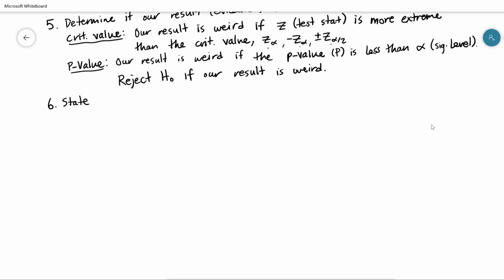Go back and actually answer the question that was asked. Get done with all the math. State your conclusions in plain English. I want a sentence. And so we'll do an example of this going forward.